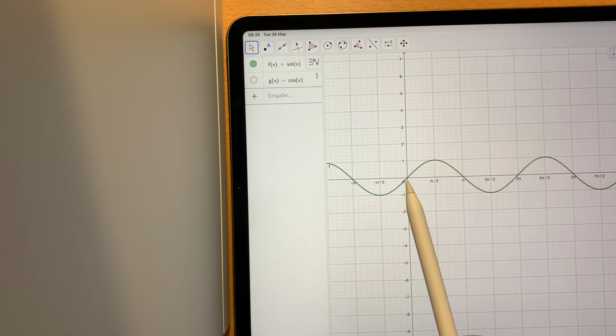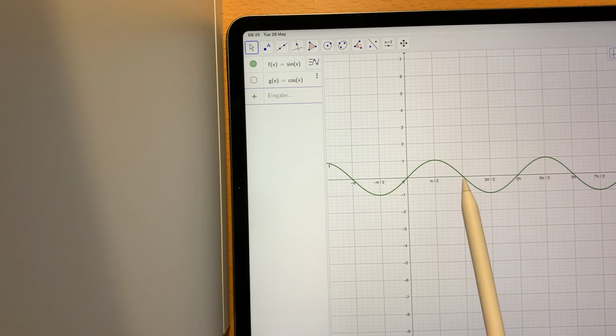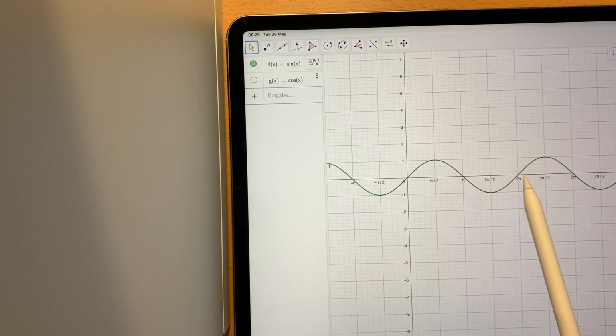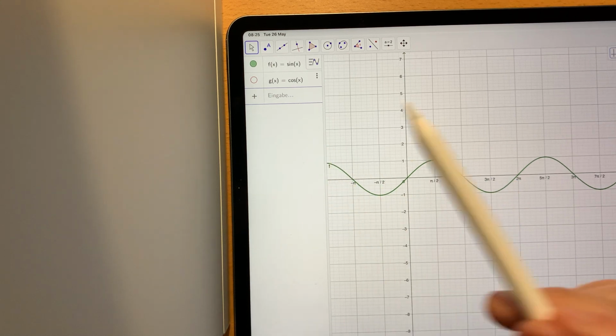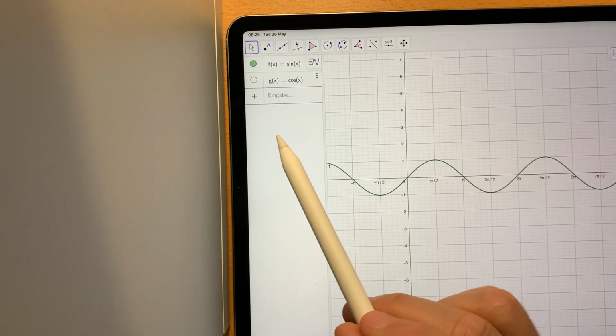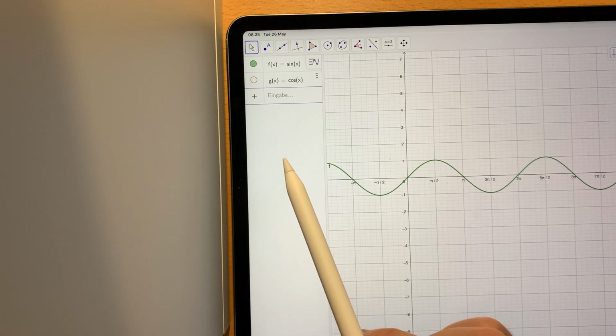So this is in fact pi, about 3.14. This is 2 pi, 6.28. This is how you draw a curve. I'm going to show it later on with a hand sketch.